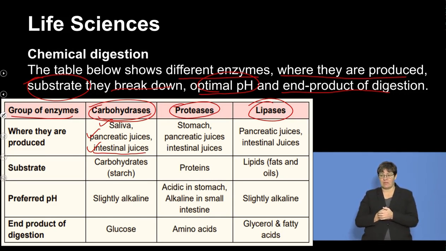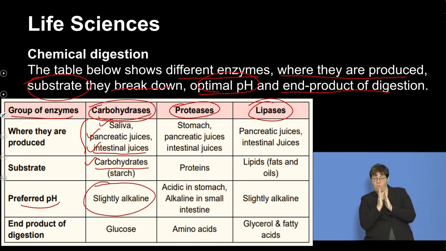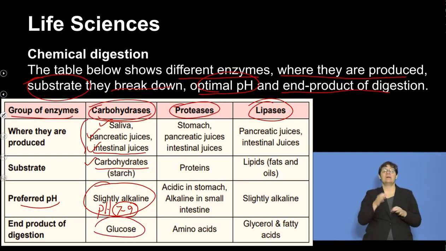Okay. The substrate that these enzymes work on would be carbohydrates. So all of these, saliva, pancreatic juices and your intestinal juices, contain enzymes that break down your carbohydrates and your complex starch. The preferred pH for all of these enzymes is slightly alkaline, so above 7, between 7 to 9, and that's slightly alkaline where the chemical digestion of your carbohydrates takes place. And finally, all of the carbohydrates are broken down into the simplest monomers called glucose, and it is then that the glucose can be absorbed into the bloodstream.